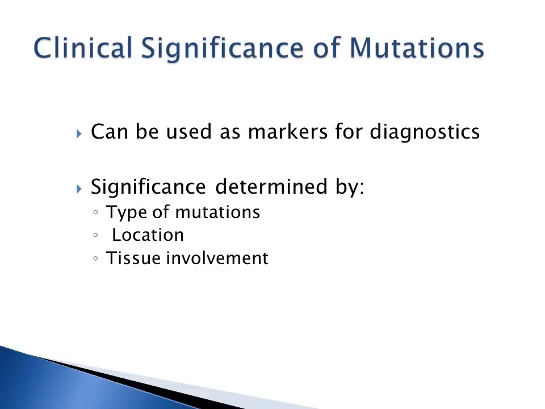Mutations are highly clinically significant. You can use mutations as biomarkers, so you can use those mutations for diagnostic assays. Depending on the types of mutations that are there, the location of the mutation, and which tissues are involved, mutations are a great marker for disease.